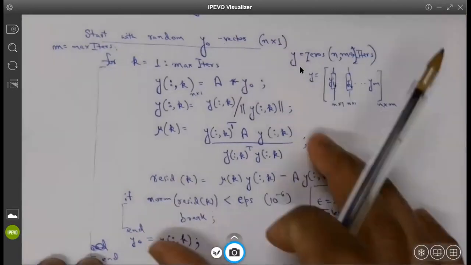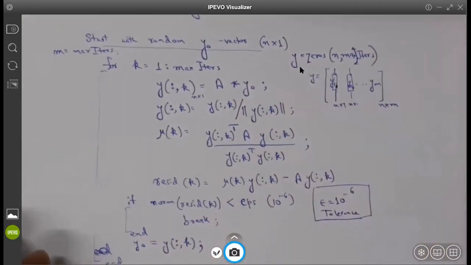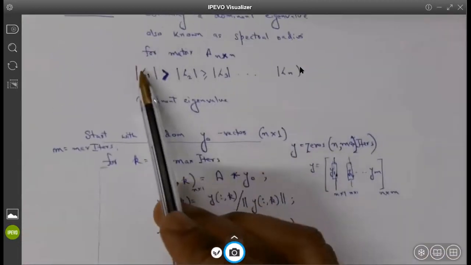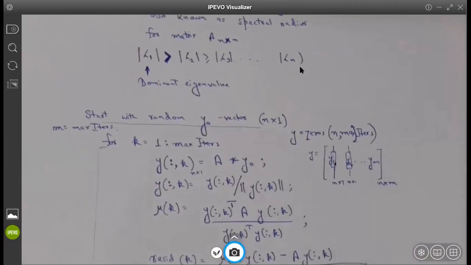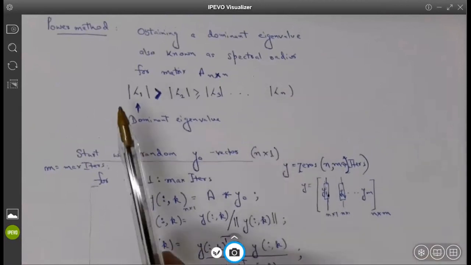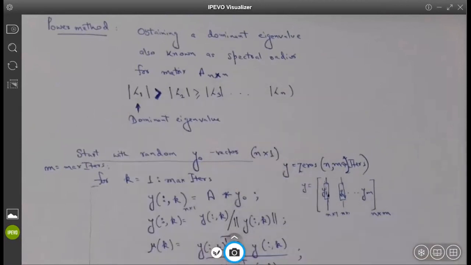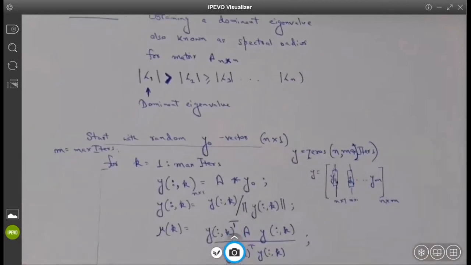So what this specific algorithm does is give you the dominant eigenvalue. Now, as I said, if the interest is to only obtain the dominant eigenvalue or spectral radius, you can use this method, and we call this the power method.